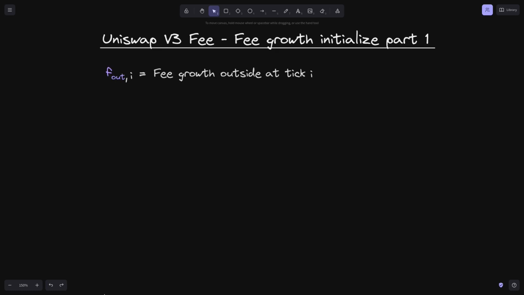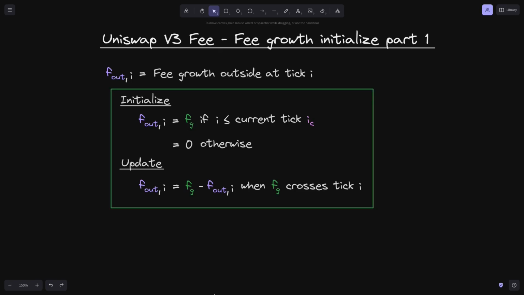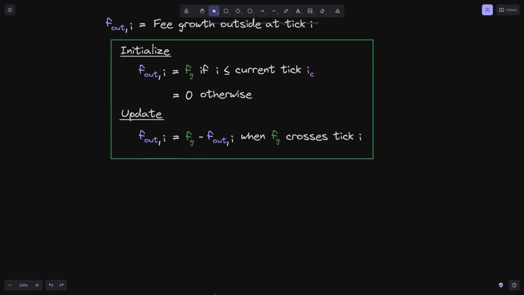So we said that f out of i, we defined this to be the fee growth outside at tick i. And to initialize this, we initialized it to the current fee growth, f of g, if the current tick i of c is greater than or equal to this tick i. Otherwise, we initialize it to 0. And then whenever the current tick i of c crossed over this tick i, we updated f out of i to be f of g minus the previous f out of i. This is the algorithm that we'll be using to track f out of i.